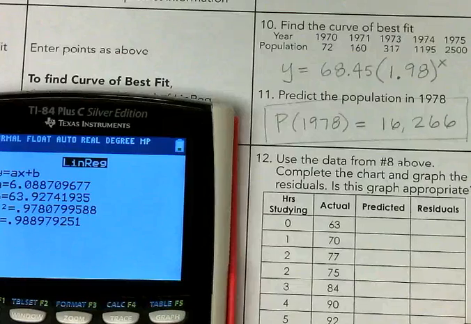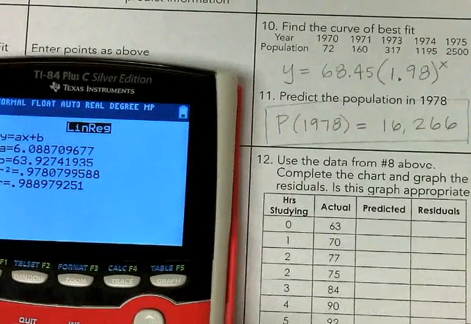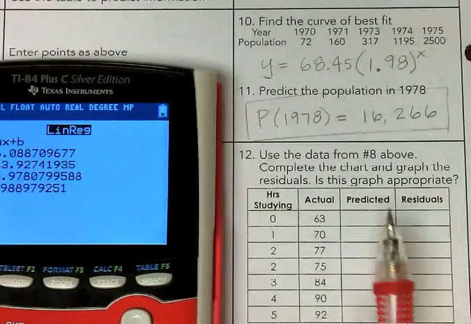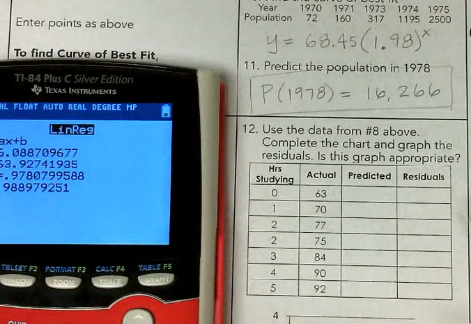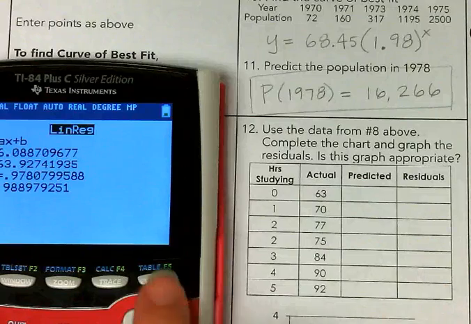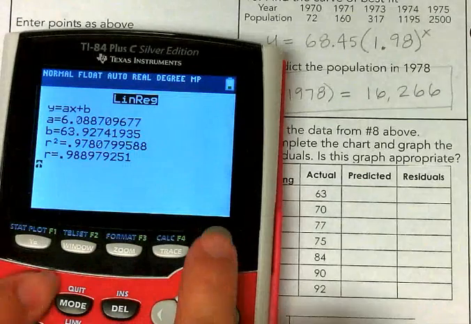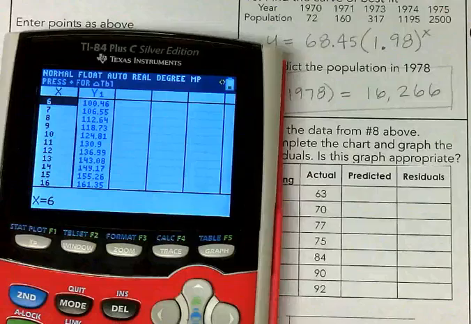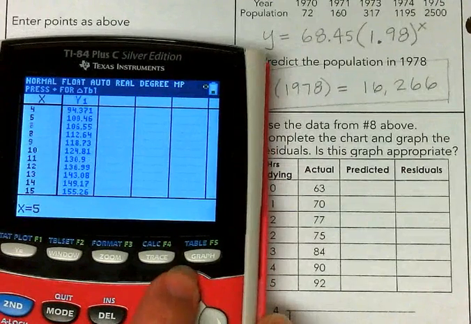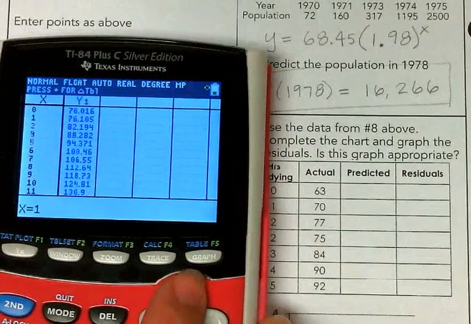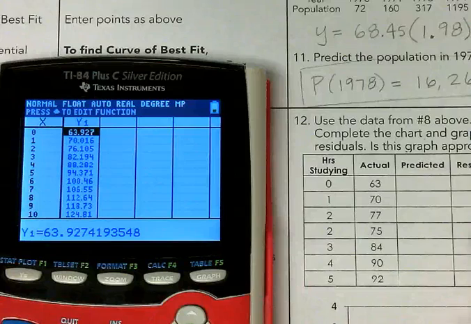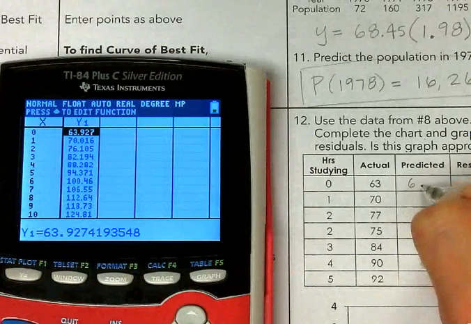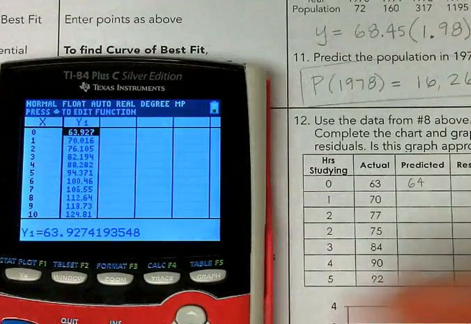So now what we're going to do is go to the table to get the predicted values. But I don't want to just get one predicted value. I want to get all of them. So if we press second table. All right, I'm going to go back up because we need over here. All right, if the person studied 0 hours, I would have predicted that they made a 64.